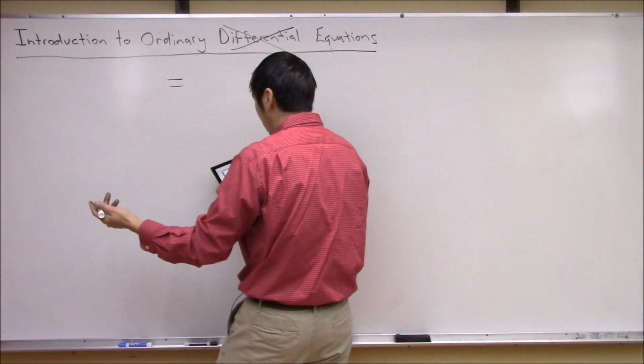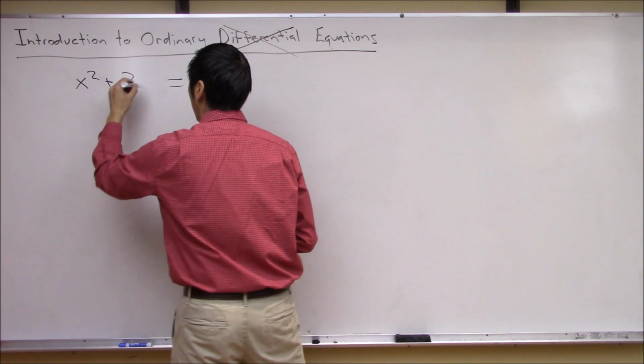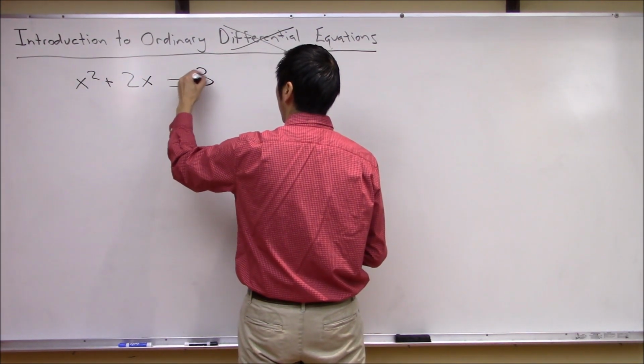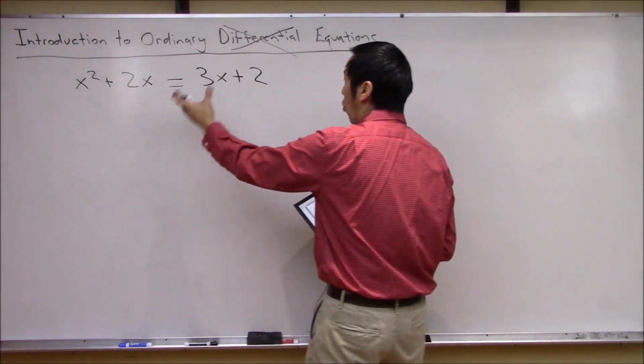So a typical equation, let's make something up. How about x squared plus 2x on the left side? And then on the right side, let's make something else up. How about 3x plus 2? So here you go. Here is an ordinary equation.